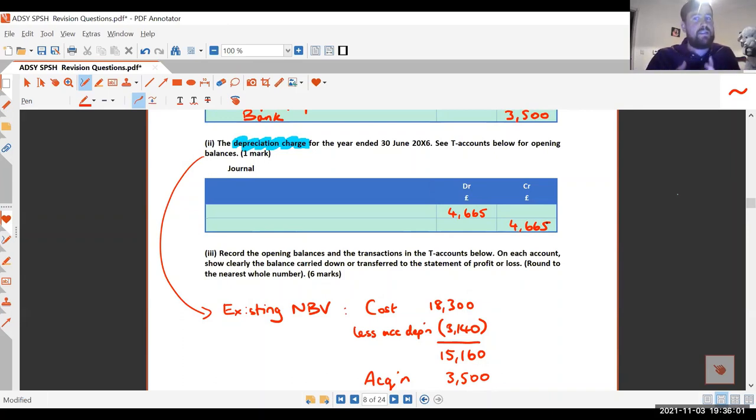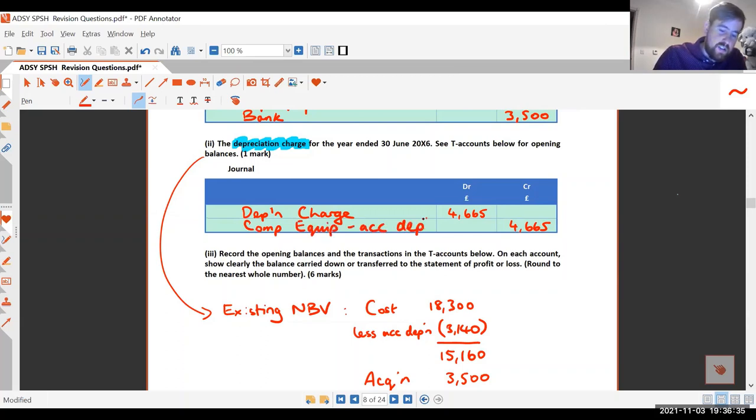Laura's saying debiting depreciation charge, crediting accumulated depreciation. Plenty of yeses coming through the chat there. Looks like we're all on board. Fantastic, and I completely agree as well. Absolutely. So the debit needs to go as an expense to our statement of profit and loss. So that's that depreciation charge code. And the other side is going to go to our accumulated depreciation, like so.